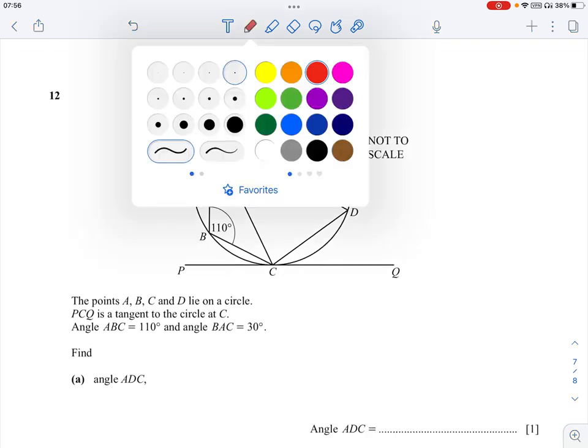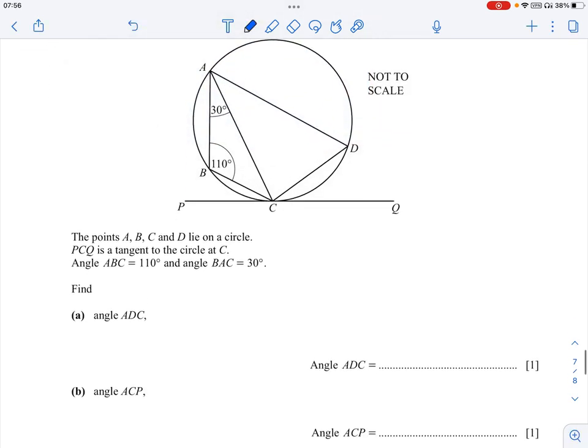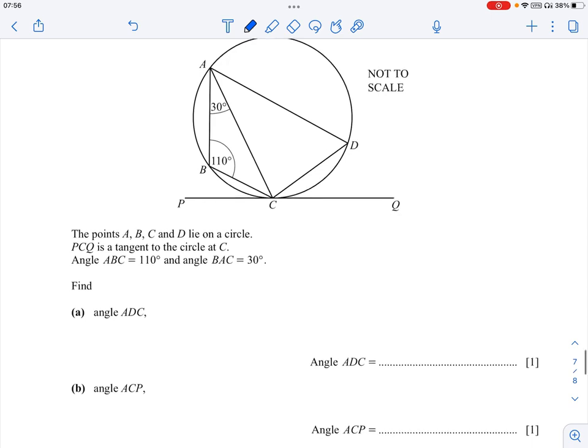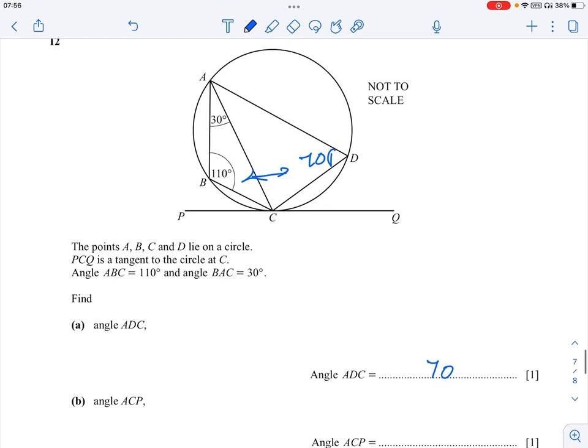Next one. Points ABCD lie on a circle. PCQ is a tangent. ABC is 110. BAC is 30. Find angle ADC. This angle is equal to 70 because the sum of opposite angles in a cyclic quadrilateral is 180 degrees.